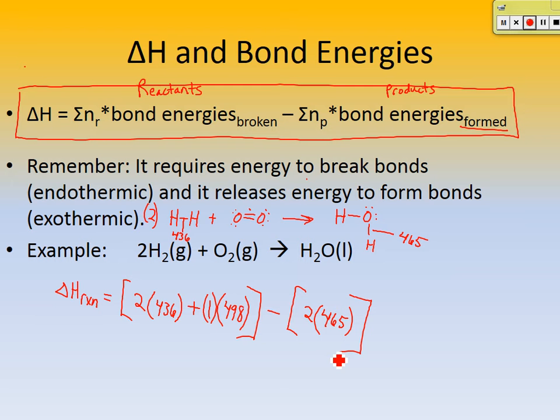Now it's a very easy math problem. Let's see what it simplifies down to. My delta H of the reaction is equal to, let's do 2 times 436, 872, plus 498, minus 2 times 465, which is 930. Okay, so now we've got to simplify this one.